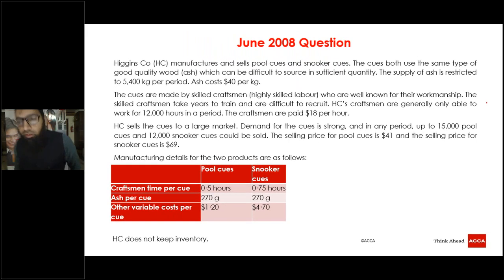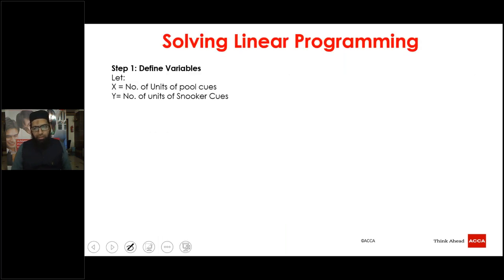So I hope by the time you have read the information, let's now discuss this. Now the first step is to define the variables. And how do we define the variables? It is very simple. We have two products. One product will be represented by one algebraic variable, and the other product by the other algebraic variable. So in this case, number of pool cues is X and number of snooker cues is Y.